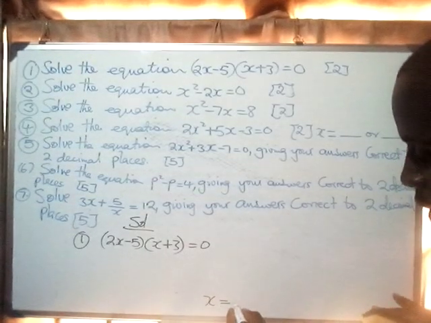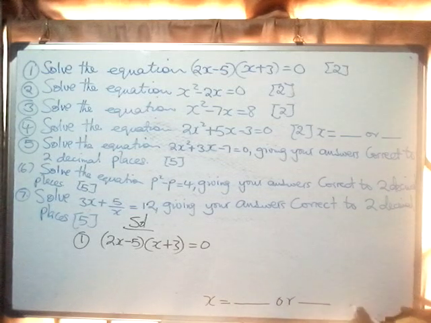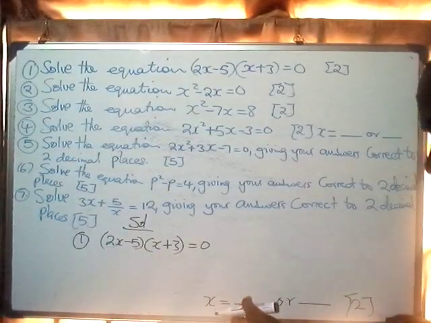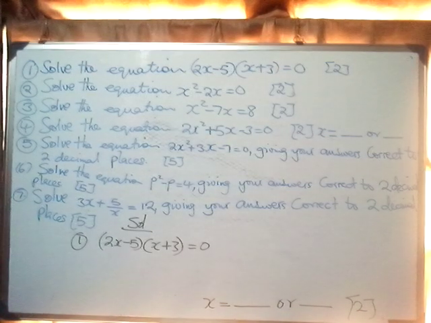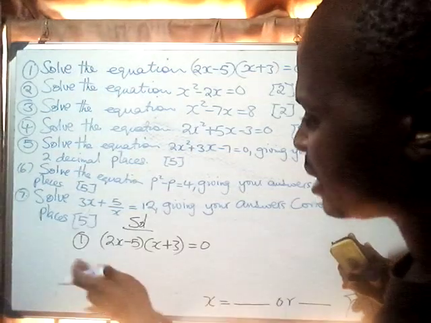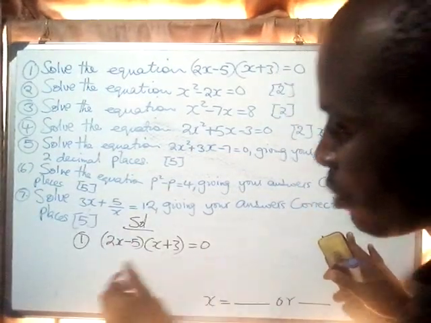The space will be like this: x is equal to, and they put the marks there as 2 marks. So once you find the values of x, you put your answers in the space that has been provided. So what do we do? The first step is just to equate, because everything is equal to 0.